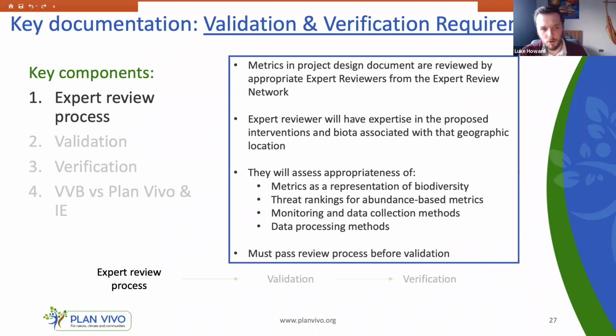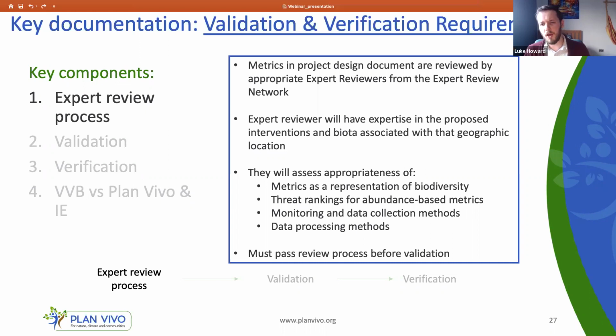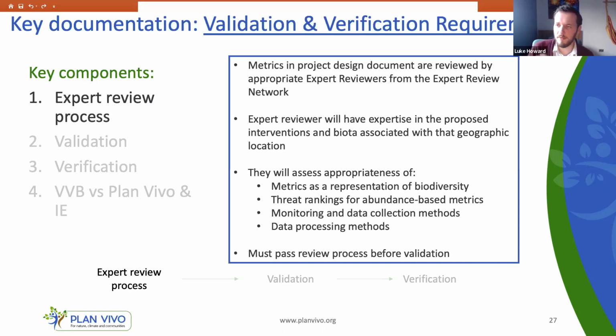So the core of this document, the first section in it is this expert review process using that network that I just talked about. And they will assess the appropriateness of the metrics as a representation of biodiversity, whether the threat rankings for abundance-based metrics are appropriate as well, and whether they pull them from appropriate databases. And are there correct monitoring of data collection and also data processing methods described within the project design document? And then the project must pass this stage before it can move on to validation, which is the next stage in the registration process of projects, which I will talk about now.